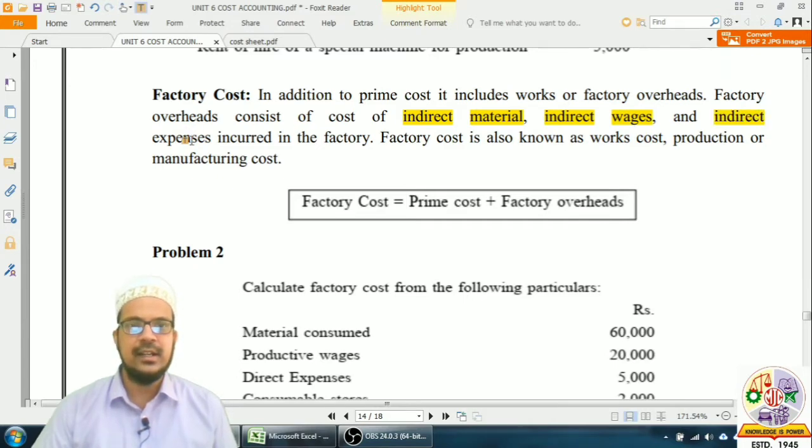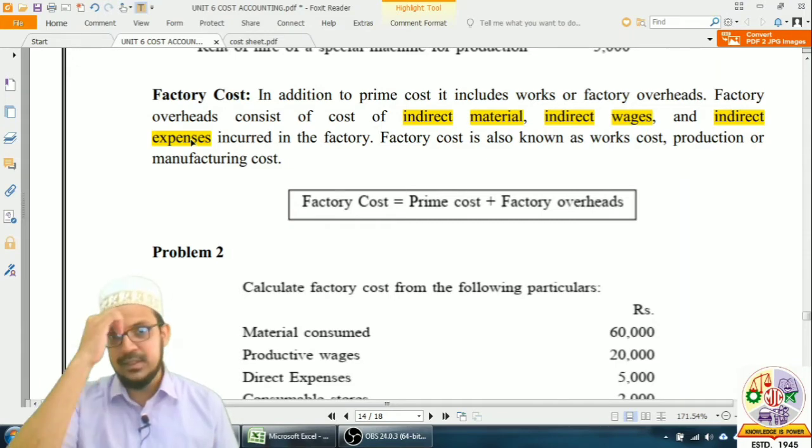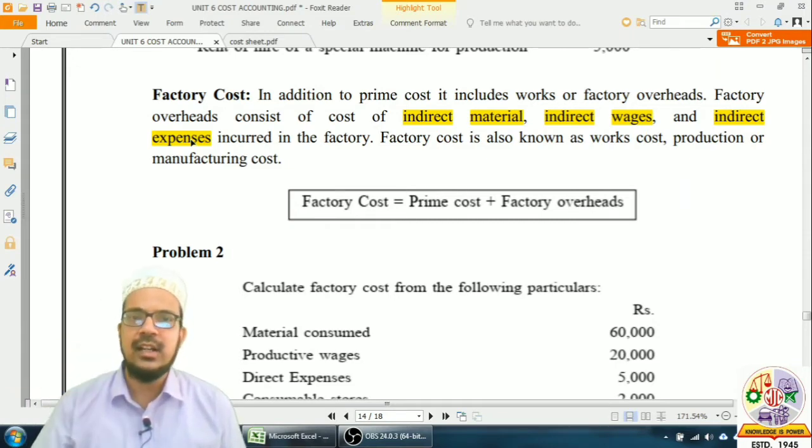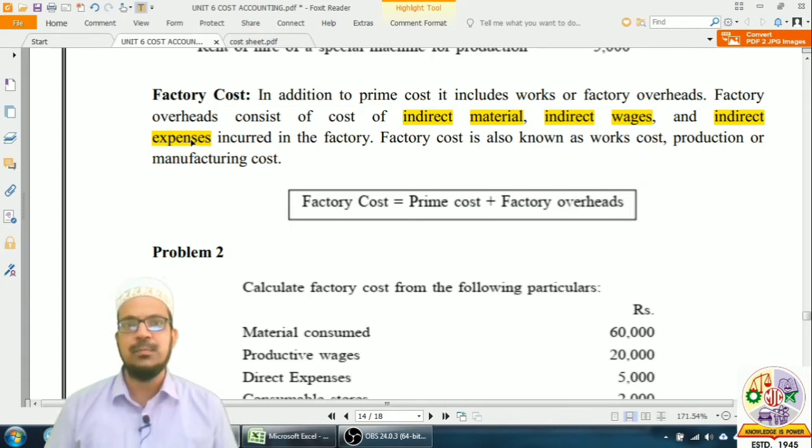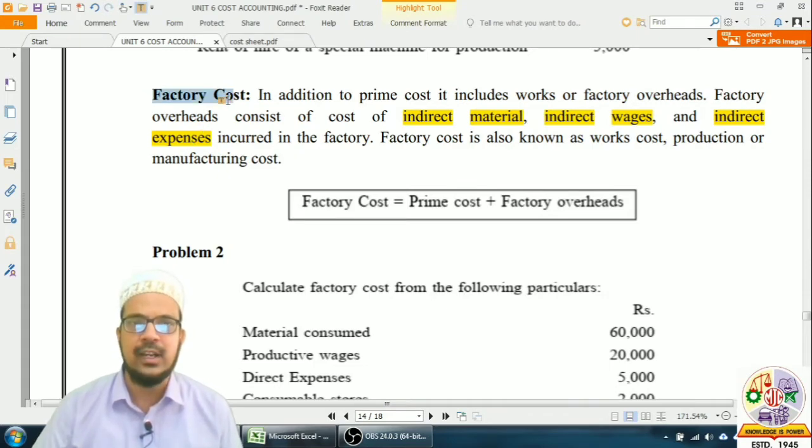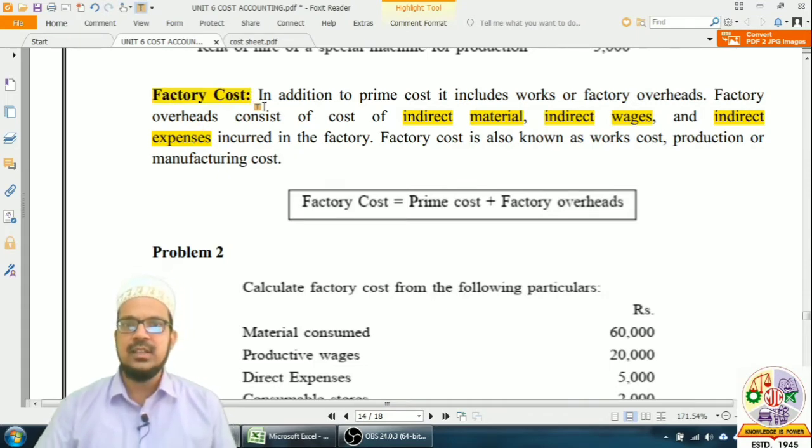other indirect expenses. These materials, wages and expenses, though they are not directly used for the production, are used in the process of production. They are not directly attributed to the product, but they are used in the process of production, and hence they form a part of your factory cost. So what is the factory cost? It is nothing but the prime cost plus the factory overheads.